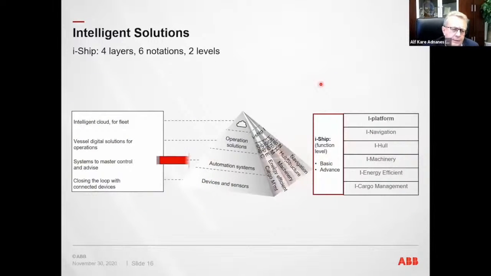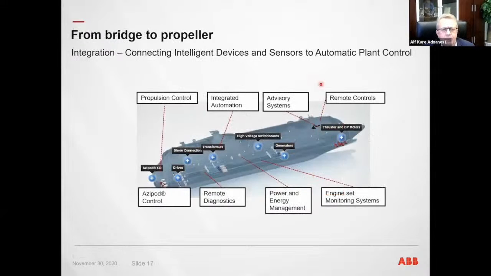If we then take the next level, the automation system, the automation system is the connecting device between the intelligent devices and sensors and automatic plant control. So automation is used to control the processes and the plant on board the vessel. When it is a system like shown here, we call it an integrated automation system, where all essential and cargo functionalities of the vessel have been integrated in one common automation system on one common platform and communication network.